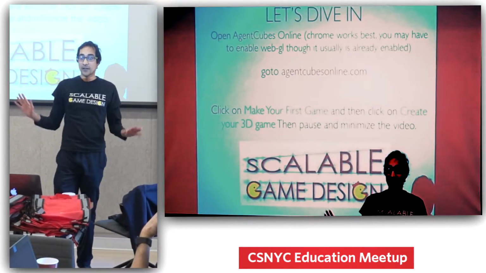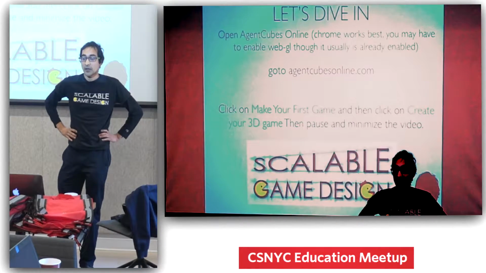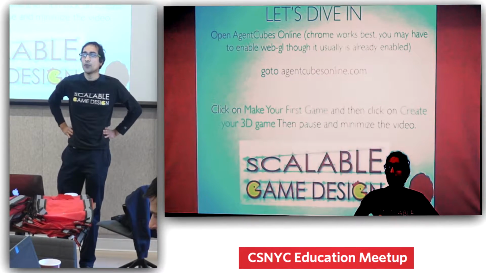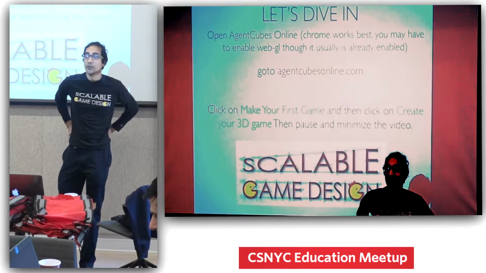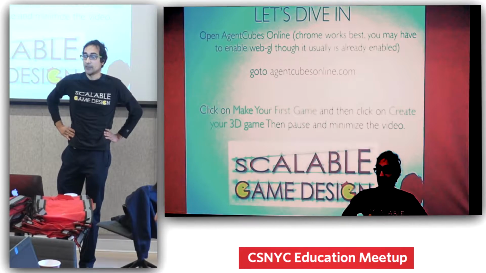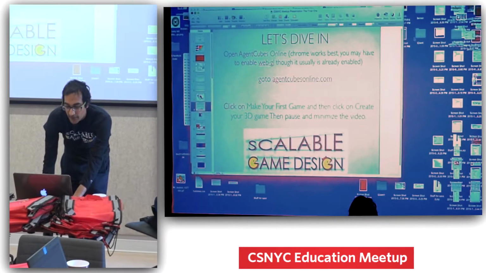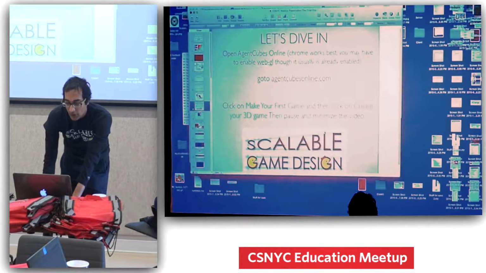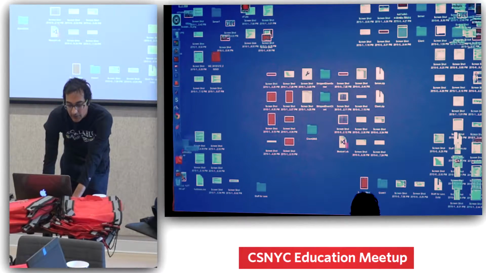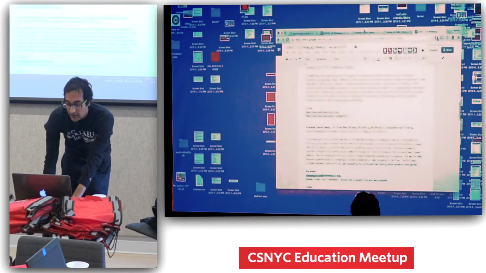All right, so let's dive in. Enough theoretical stuff. So what I want you to do is I want you to go to agentcubesonline.com. And is everyone's Wi-Fi working? Okay. If someone's Wi-Fi is not working, you might just want to look over someone's shoulder or pair program with them. And what I want you to do is click on Make Your First Game, and then click on Create Your 3D Game, and then pause and minimize the video. So I'll do it too, but I'll give you a second to do that.